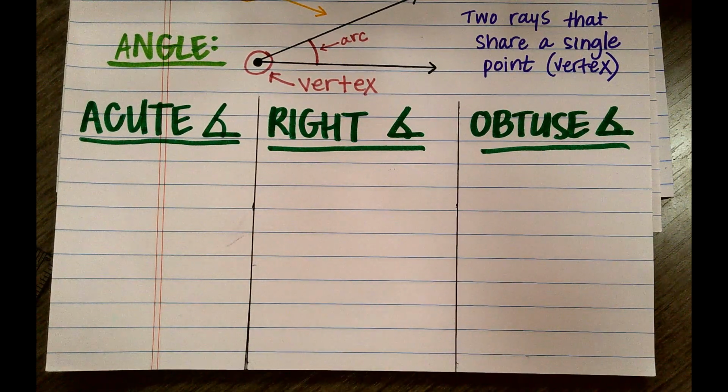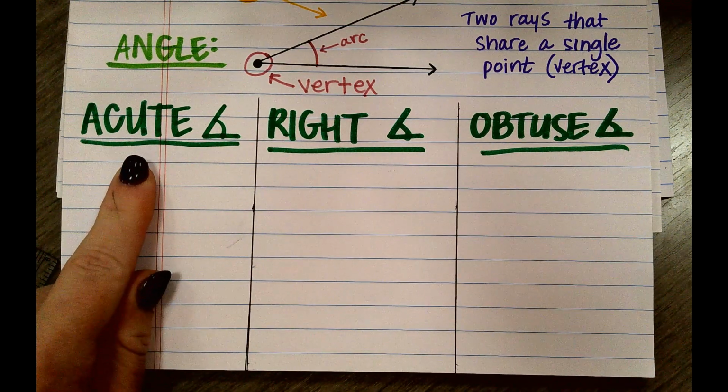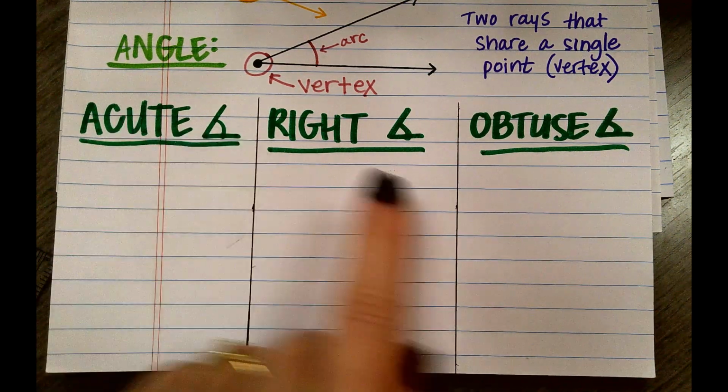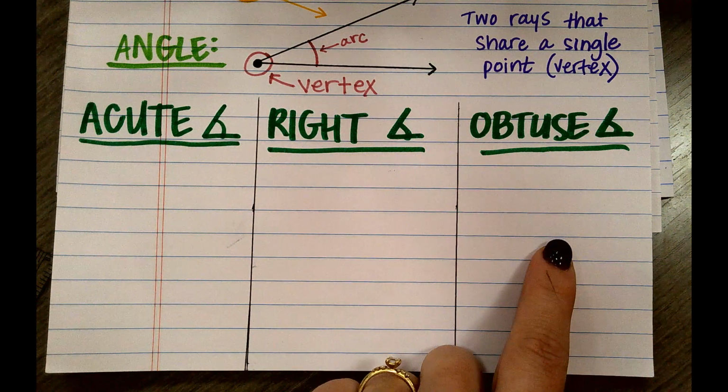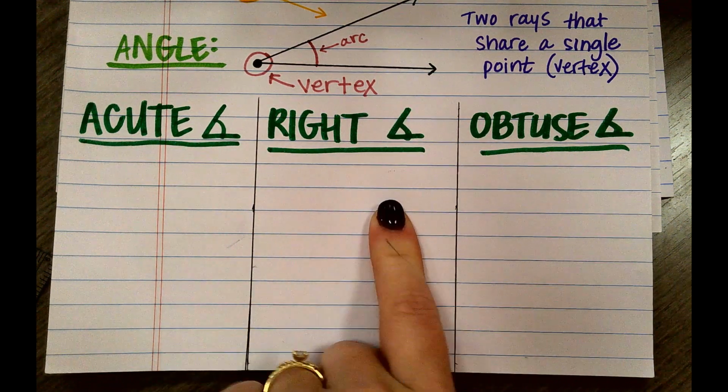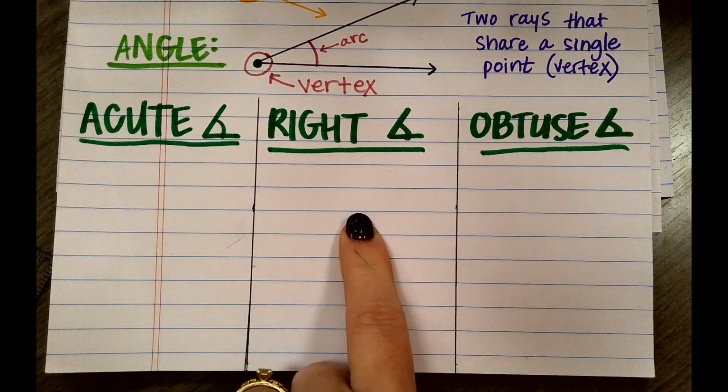So right here, what we just drew is a 90-degree angle. An acute angle is less than 90. An obtuse angle is going to be more than 90. A right angle is exactly 90 degrees.